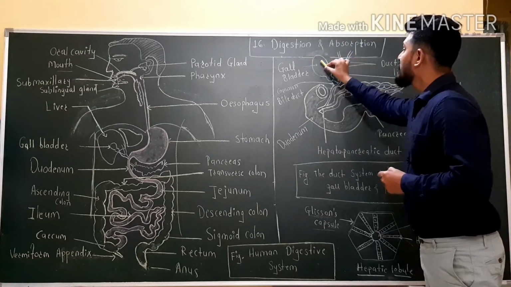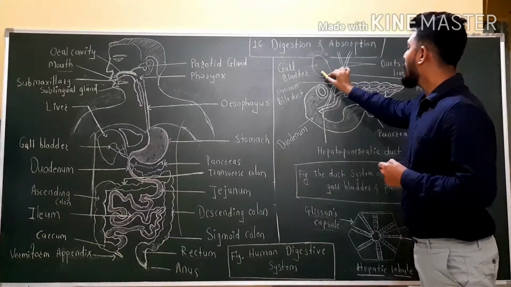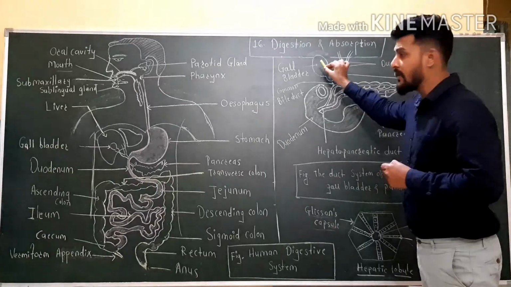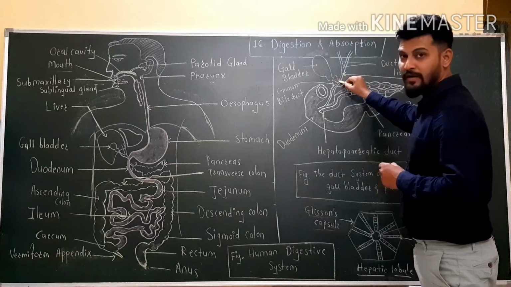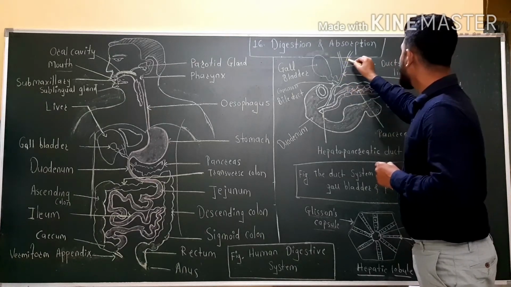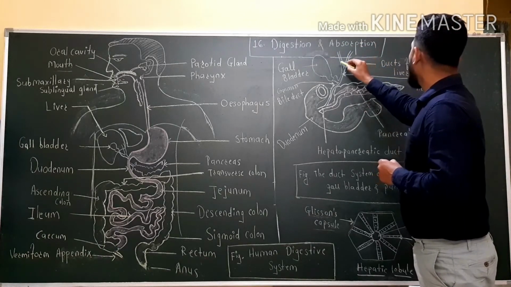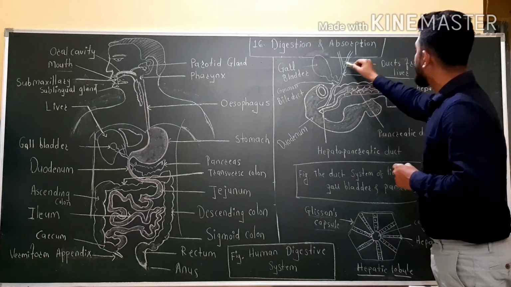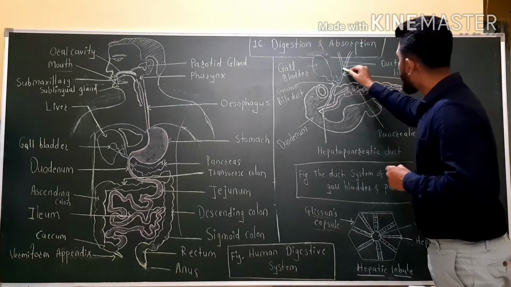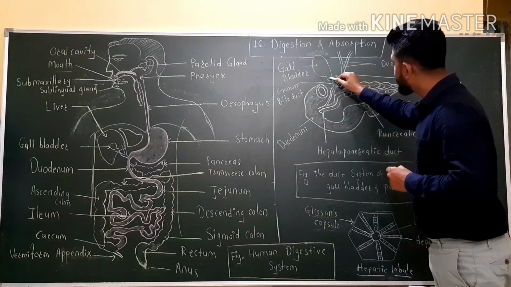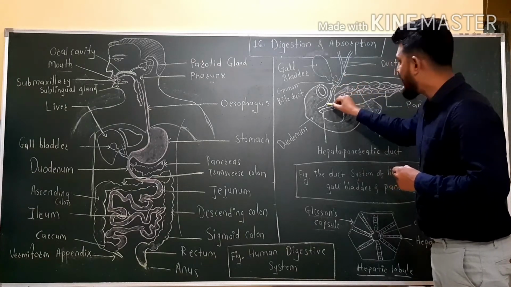And this bile juice is stored and concentrated in a small thin sac-like structure called the gallbladder. Gallbladder has its duct. This duct is called the cystic duct, and two ducts arise from the liver, that is from the right and left lobe of the liver. These are called the hepatic ducts. These two hepatic ducts come together and form the common hepatic duct. So the common hepatic duct from the liver and the cystic duct from the gallbladder come together and form a common bile duct.